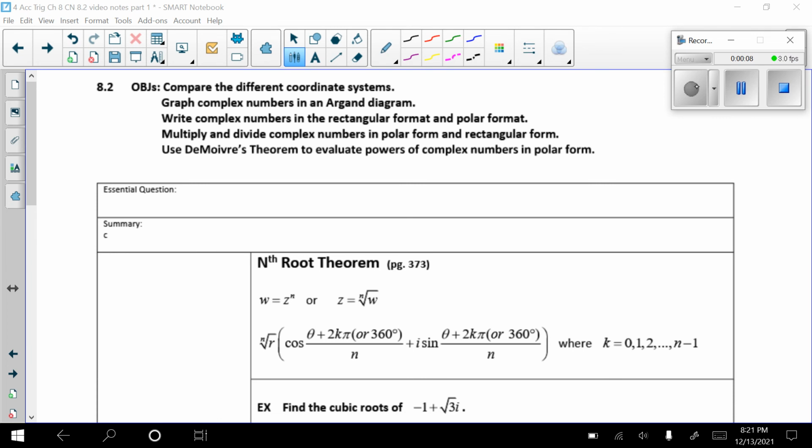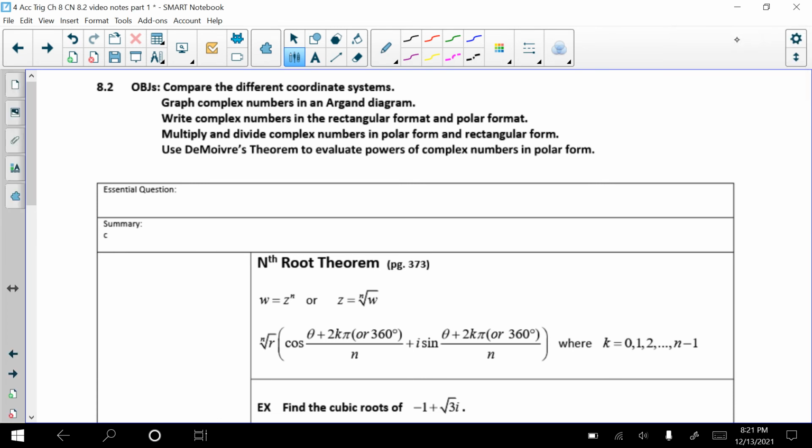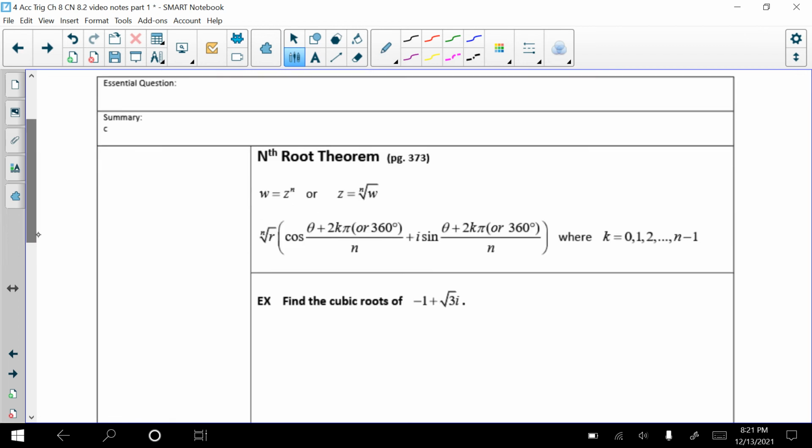All right, this is our last set of notes for chapter 8. We're going to get to work with roots. Being that we've done a lot of work with our complex polar numbers and our complex rectangular, this is just an application, an extension of the information we've been working with, and it's presenting us with a new formula to determine the nth root of a value in that sense.